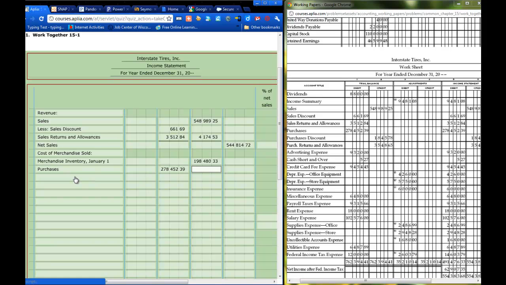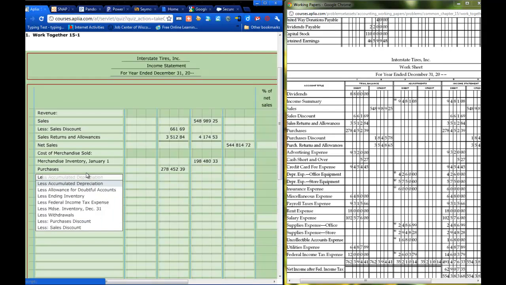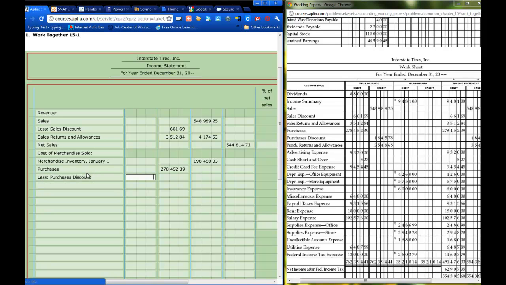From here, from my purchases, I need to subtract out my two contra accounts for my purchases. So I'm going to say less purchases discount. And purchases discount has a credit balance of $1,845.78. It goes in the first column, and then I'm also going to subtract my purchases returns and allowances, which will also go in the first column, and that has a balance of $3,548.65. So you'll notice that this heading here for my less amount is very similar to my sales, but it's going to be in the first column because I now need to get the total of the two things I'm going to subtract. So where do you think I'm going to put the total of these two?